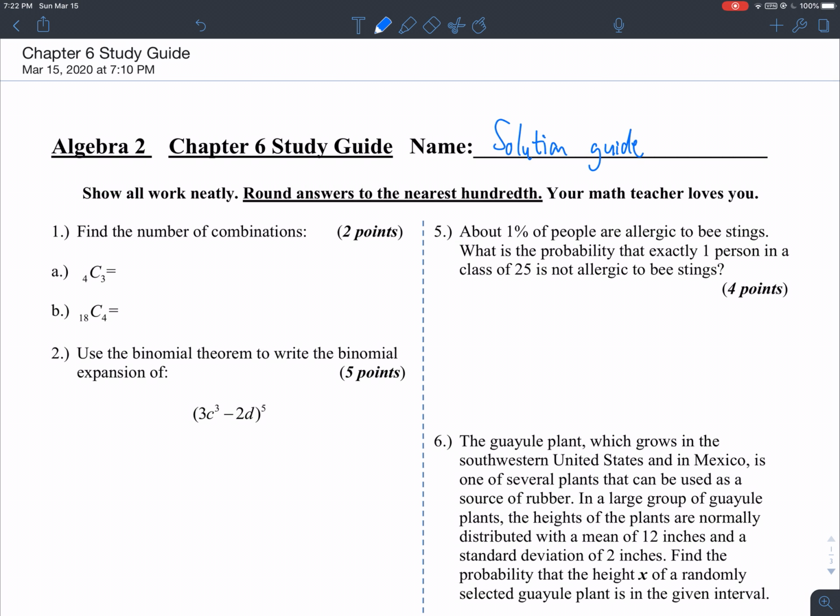Question number 1 says find the number of combinations. Remember, you don't need to show formulas here, you just enter this in your calculator. The calculator command is math, and then you go to probability and you choose nCr, which is number 3, and then you just enter this in. Okay, so 4 choose 3, you get 4. Alright, and then 18 choose 4, you get 3060.